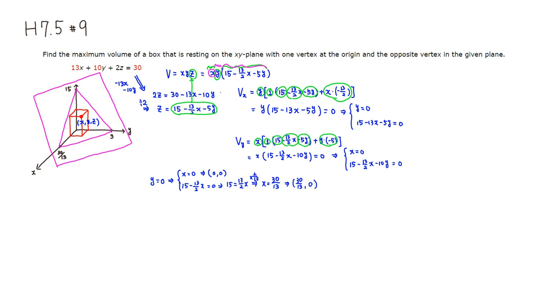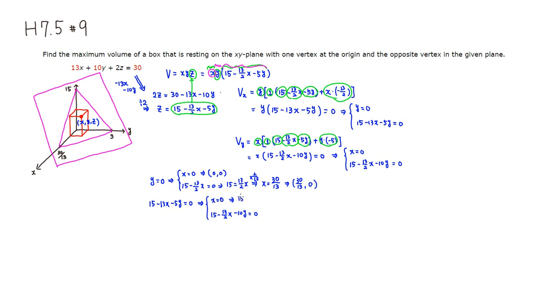The next one, what if the other one is equal to 0? So 15 minus 13x minus 5y equal to 0, right? Then again, we have two choices: either x equals 0, or you have 15 minus 13 over 2 x minus 10y is equal to 0. So let's look at the first case here. If x equal to 0, we can just plug in 0 here.